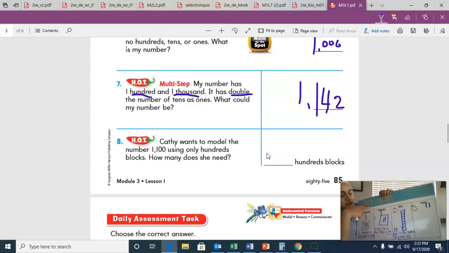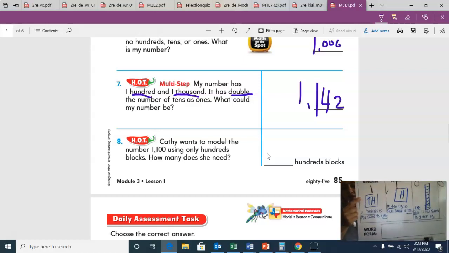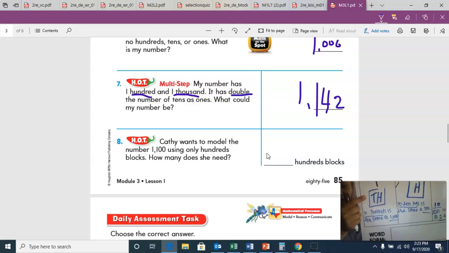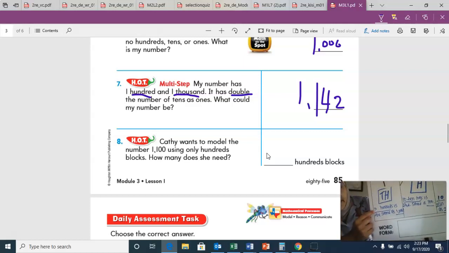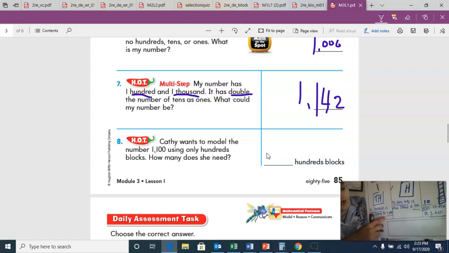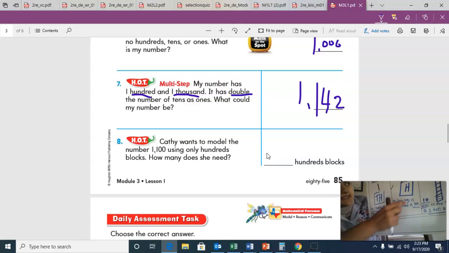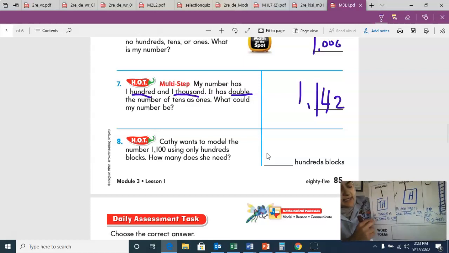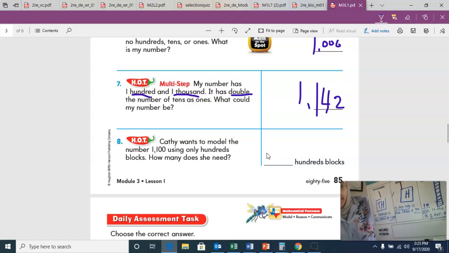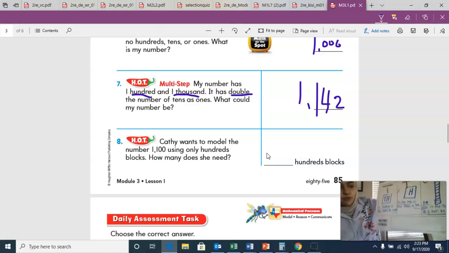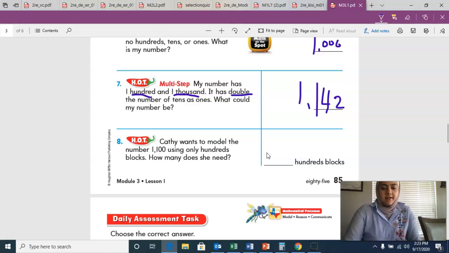She wants to use only 100 blocks. So we have a 100 block here, and we have a 1,000 block here. She doesn't want to use the 1,000 block, so she needs to break it up. If she breaks that 1,000 block, how many 100 blocks will she get? She'll get 10 100 blocks, because 10 hundreds is the same as 1,000. So she'll get 10 100 blocks plus the 100 block she already has. What's 10 plus 1? 11. So she'll need 11.